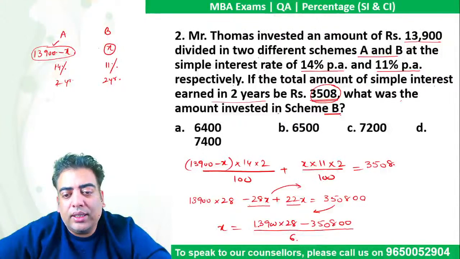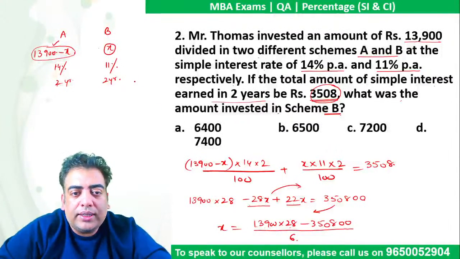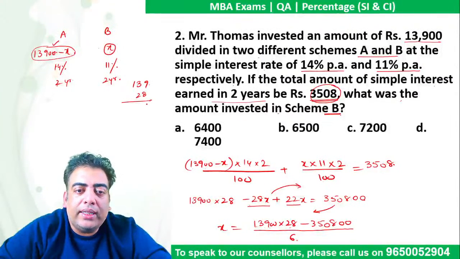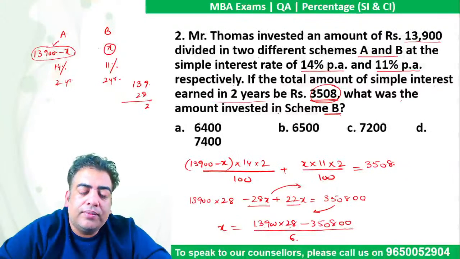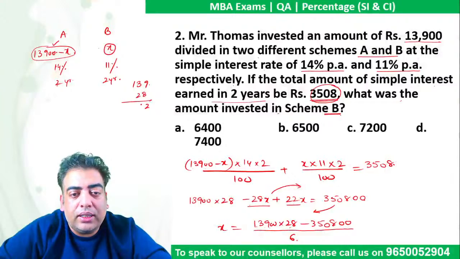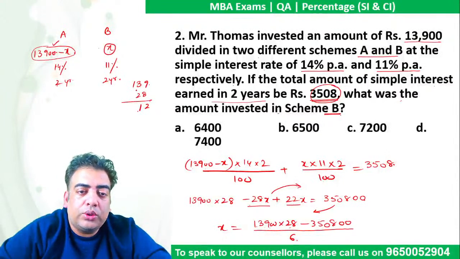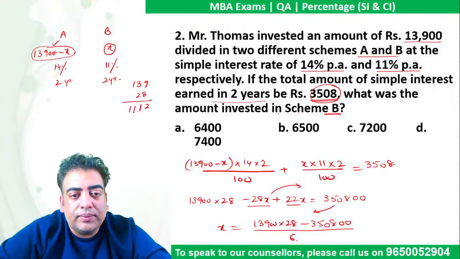So now this 13,900 should be multiplied by 28. So let's multiply 139 by 28. So 8 9s are 72, 7 carried ahead. 8 3s are 24, 24 plus 7 is 31, 3 carried ahead. So 8 1s are 8 plus 3, 11. Multiply by 2 now. So it comes out to be 278 and then add these two. So it is 2, 8 plus 1 is 9, 27 plus 11 is 38.